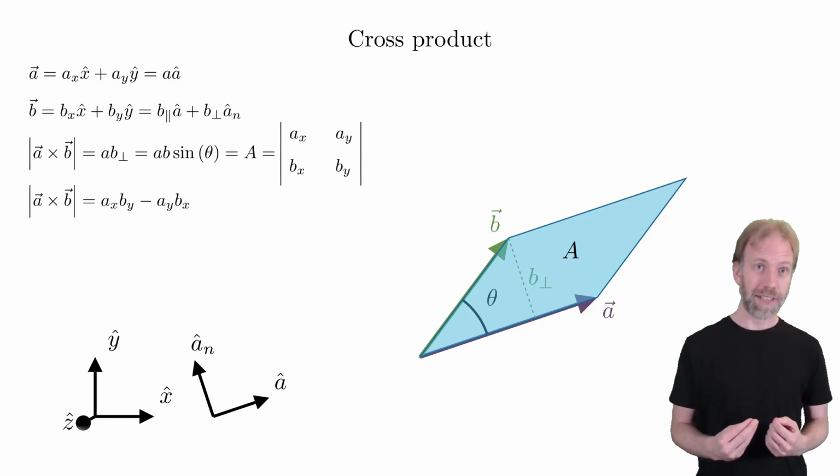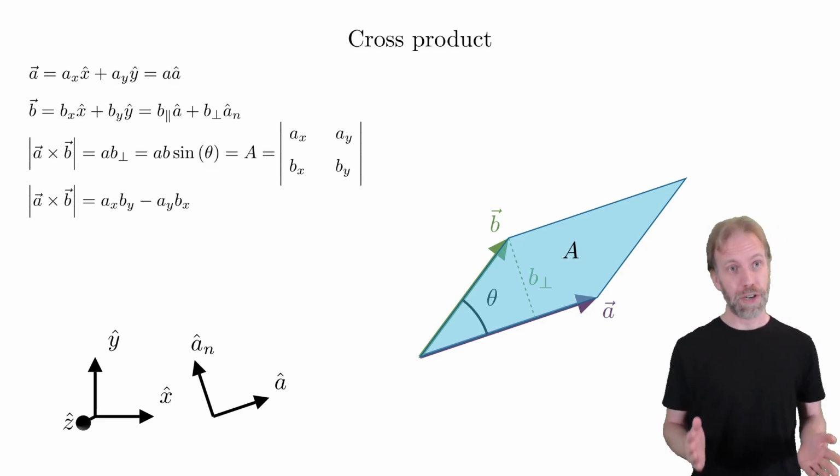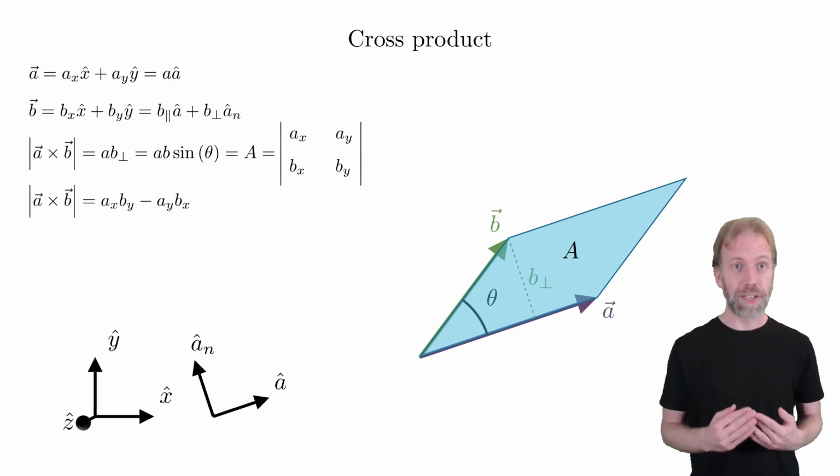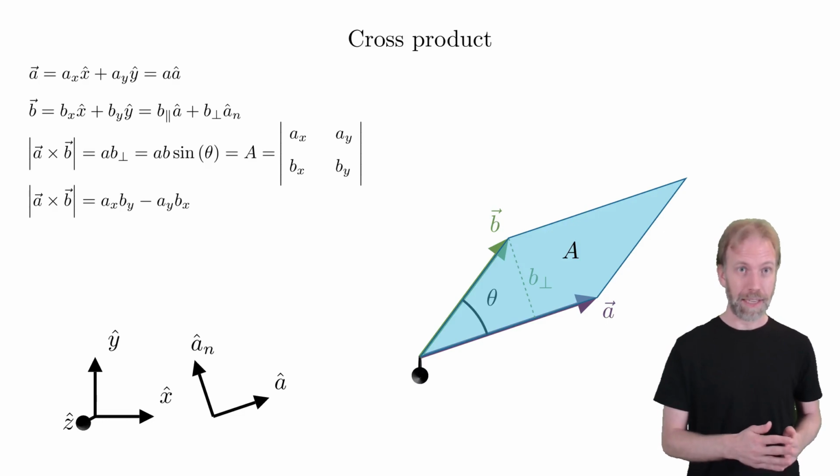If I think of the parallelogram, we could consider it to be a surface. And for surfaces, we use the normal vector to define the direction. Therefore, we will define the direction of the cross product as the normal vector of the parallelogram generated by A and B.